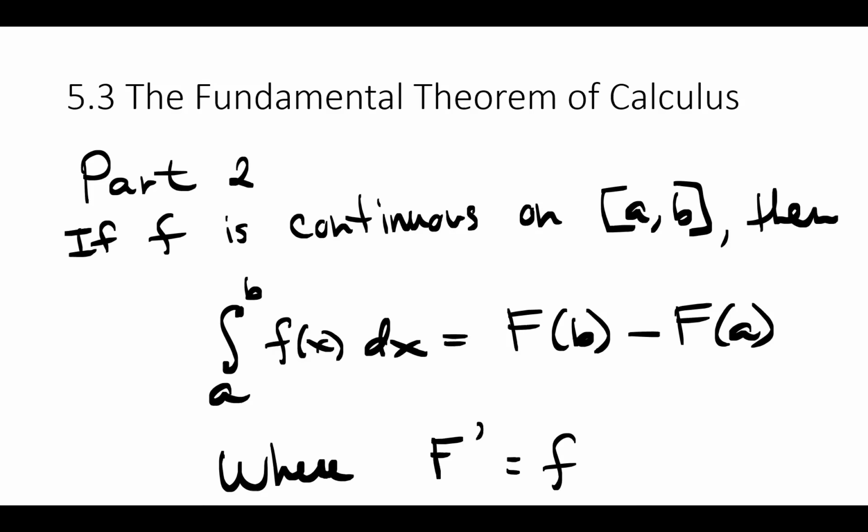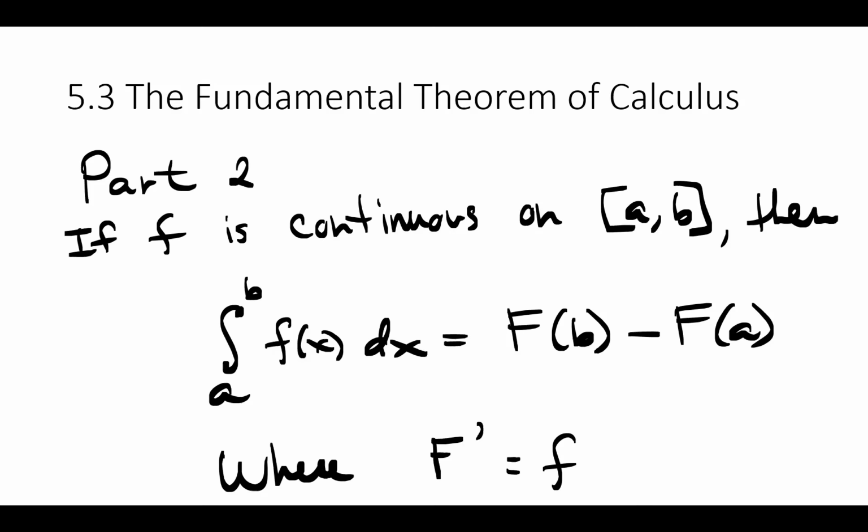So if f is continuous on a to b, then that little integral that we've been studying, the integral from a to b of f of x dx, says that it's a connection between the derivative and the antiderivative. There it is. It's F of b minus F of a, where the derivative of capital F is really little f. So technically, big F is the antiderivative, but not including c.